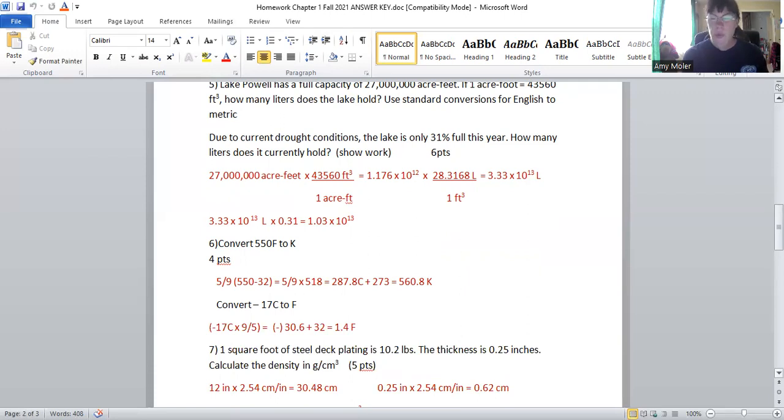Remember that I am traditionally reporting my temperature values to a single decimal place, partly because that matches the equipment in our lab.